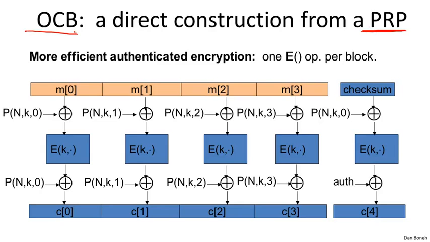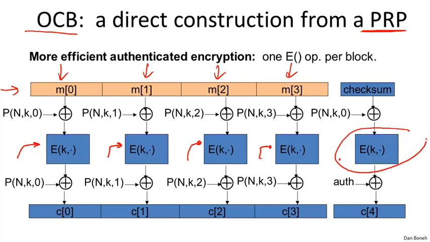I don't want to explain it in detail. I'll just explain it at a high level. So here we have our input plaintext at the top. And you notice that first of all, OCB is completely parallelizable, so every block can be encrypted separately of every other block. The other thing to notice is that, as I promised, you only evaluate your block cipher once per plaintext block.